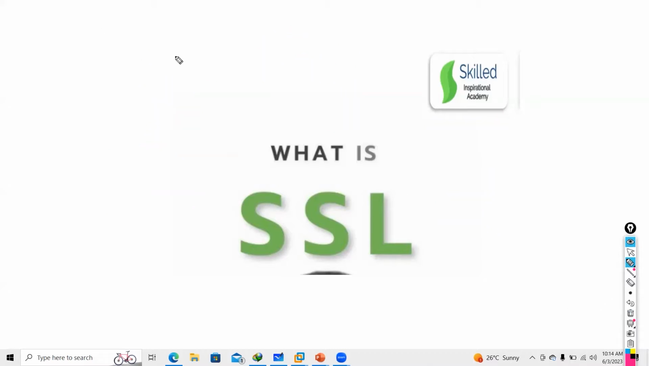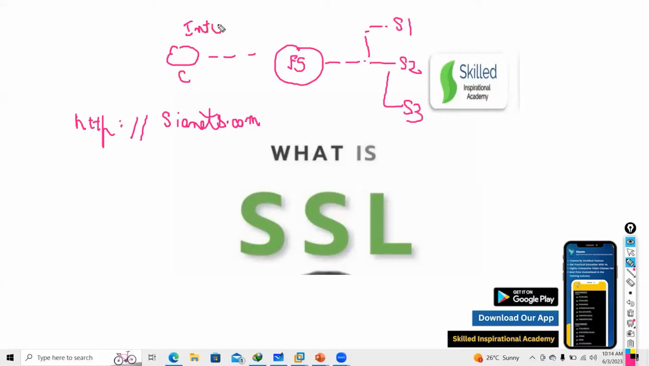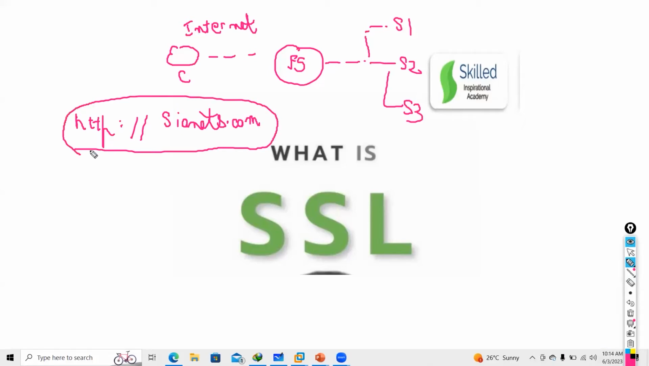So guys, when a client comes to F5, F5 forwards the traffic to server 1, server 2, server 3. In that case, let's say my website is sianets.com and people are accessing this website on HTTP. Let's say this is the public internet. In the public internet, this is your website, and it is hosted on F5.